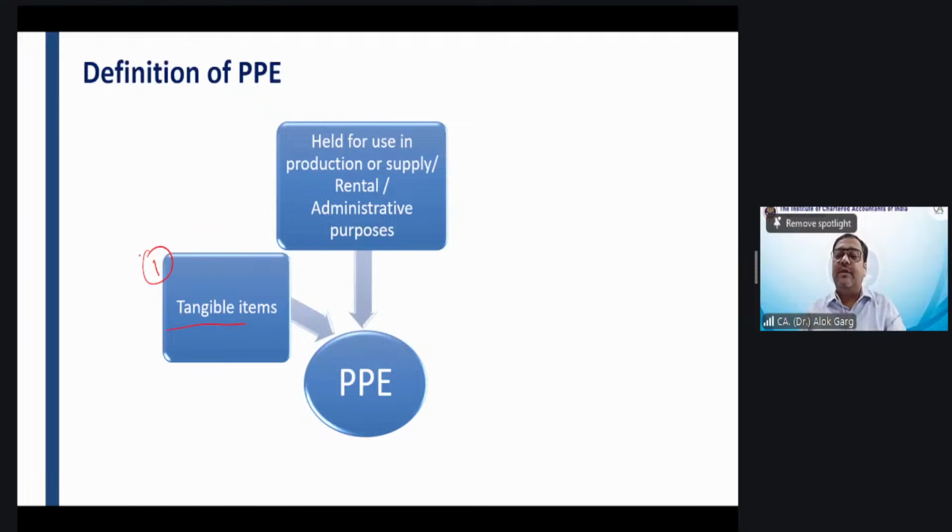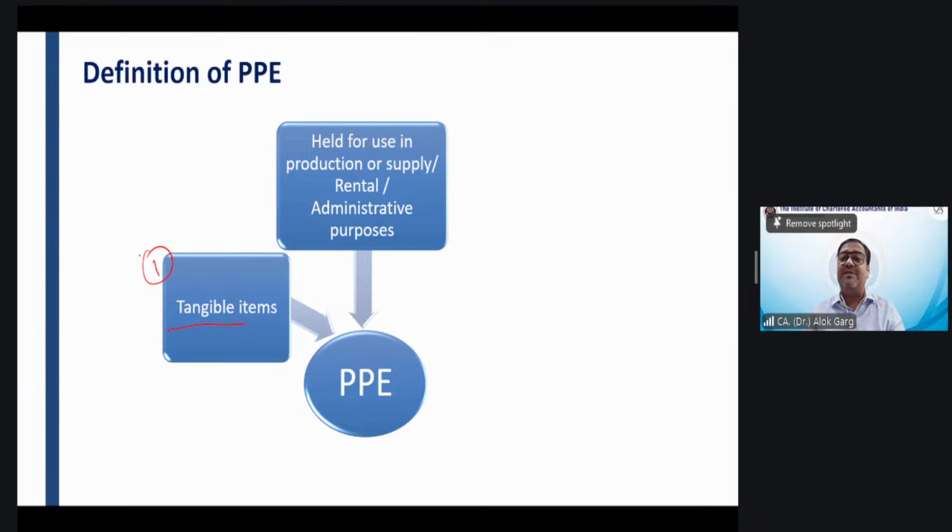Sir, these items, if these are held for use in production, machine, what is the nature of machine? Is machine a PPE or intangible asset or some other asset? Machine is property, plant and equipment. What is the use of machinery? The machine is used for production of goods.